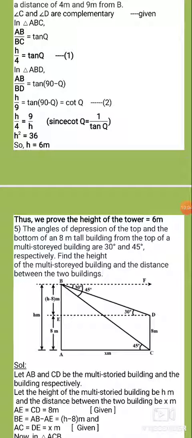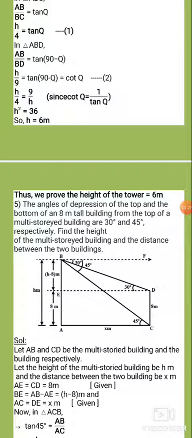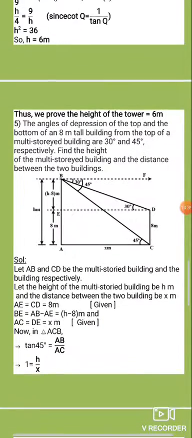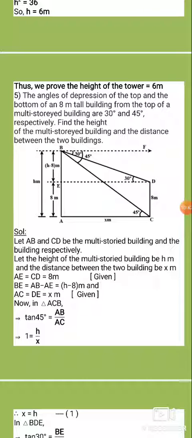Now, AE is equal to CD, which is what? 8 meter. Next one, BE is equal to what? AB minus AE, which is equal to h minus 8 meter. And AC is equal to DE is equal to what? X meter, the distance between the two buildings. Now consider the triangles. In triangle ACB, tan 45 degrees is equal to AB by AC. So 1 is equal to h by x. So first relation, what? H is equal to x. Equation number 1.